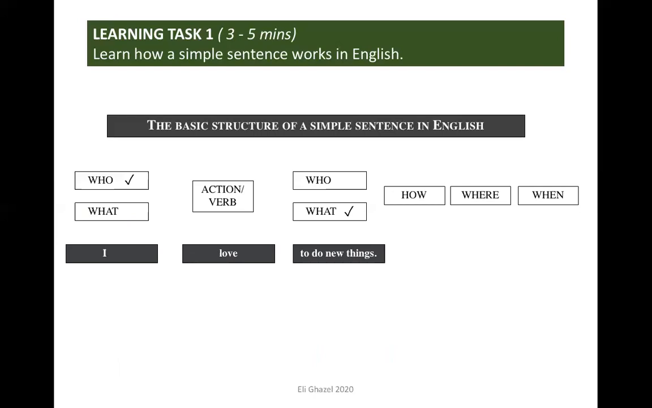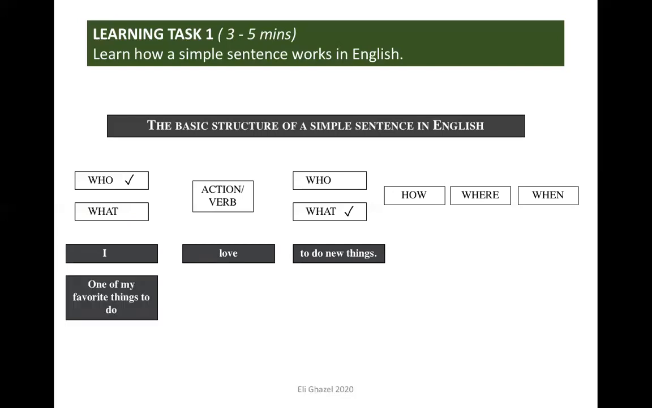So if you explain it grammatically, to do is an infinitive, new is an adjective, things is a noun, it doesn't make meaning. It is one chunk, one detail. What do you love? To do new things. That's a what. Got it? Okay, let's do another example.